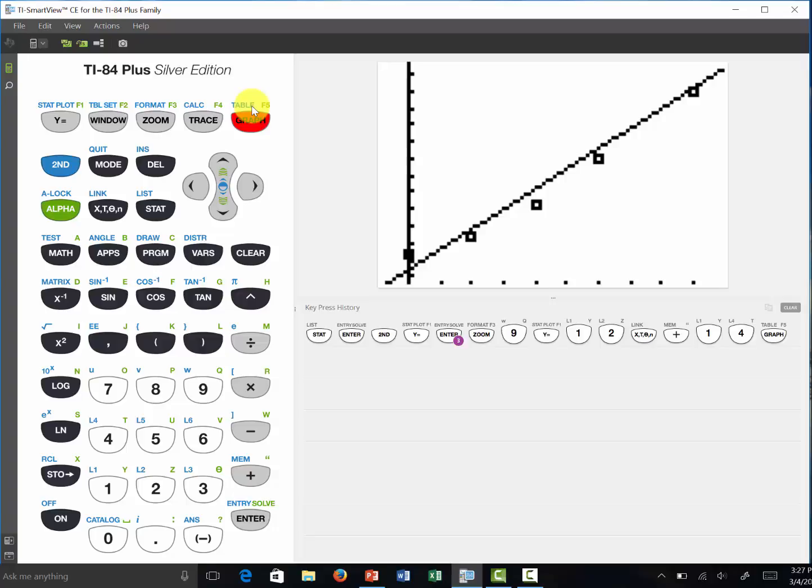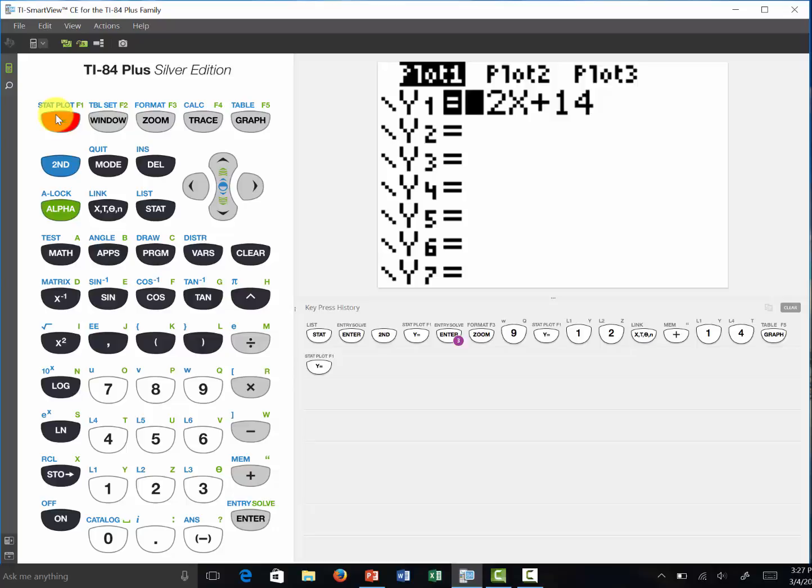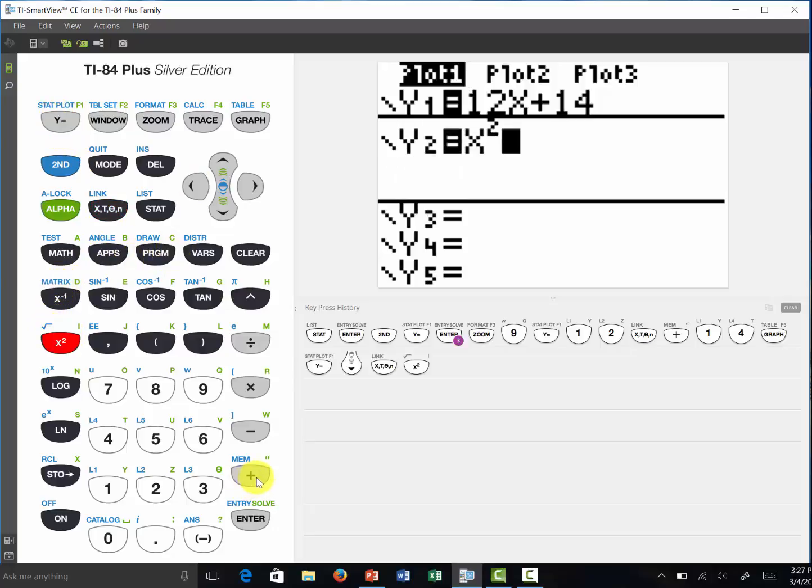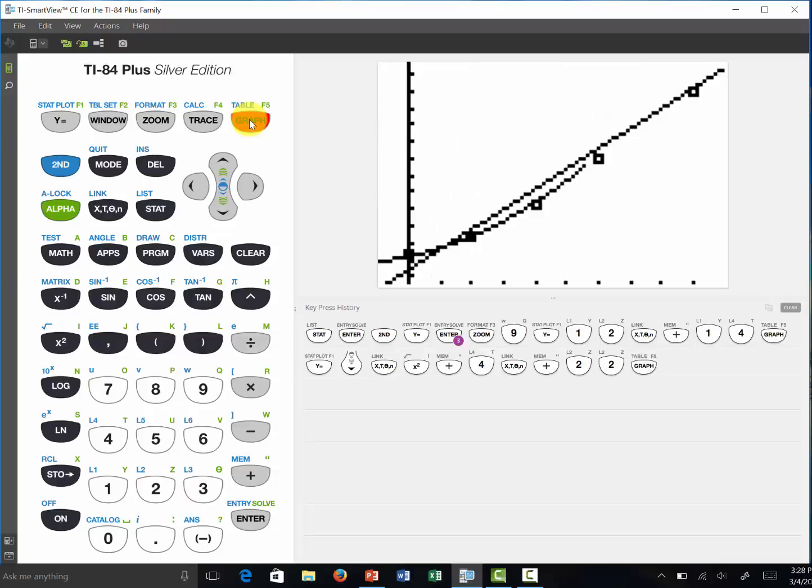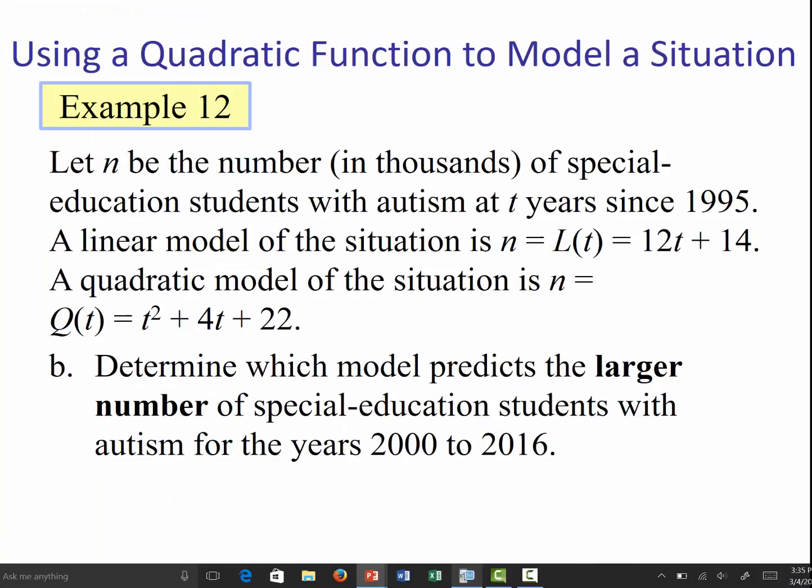Let's look at the quadratic. So we go back to the y equals x squared plus 4t plus 22. Hit graph. It appears, according to the scatter plot, that the quadratic is doing a better job of modeling this data.